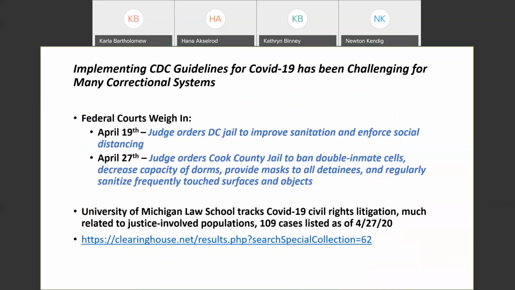But the jails and prisons have struggled implementing the CDC guidelines because of pictures like I just showed you, trying to really have the kind of sanitation and social distancing that is recommended by the CDC. And the federal courts are starting to weigh in. You may be aware here locally that the federal judge ordered DC jail to improve sanitation and increase social distancing. We also saw in Cook County very specific federal judge orders to ban double cells, decrease capacity of dorms, provide masks to all detainees, and sanitize frequently touched surfaces and objects. There is myriad litigation across the country that's active. The University of Michigan Clearinghouse Law School site has a list of over 109 active cases if you're interested.